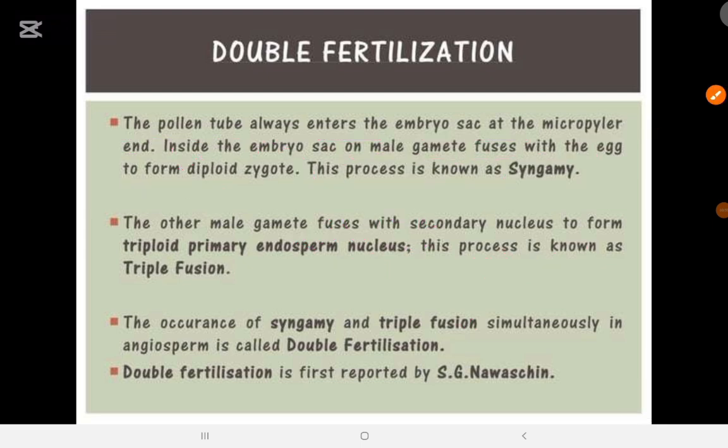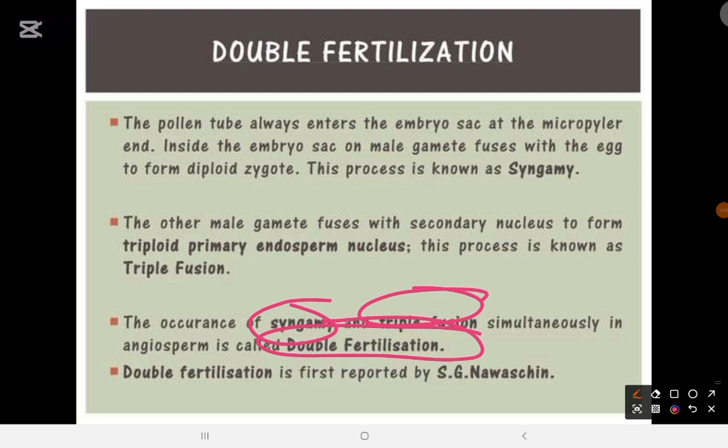All right. So then the other male gamete fuses with the secondary nucleus to form the triploid primary endosperm nucleus, and the process is called triple fusion. The process that produces a triploid cell is called triple fusion. So the occurrence of these two, the syngamy and triple fusion, in angiosperms is all called double fertilization, and it was first reported by S.G. Nawaschin.